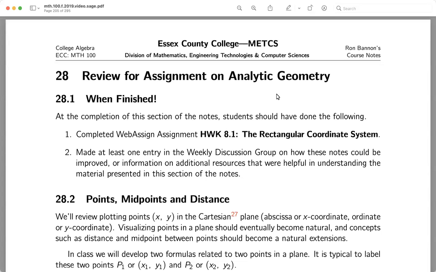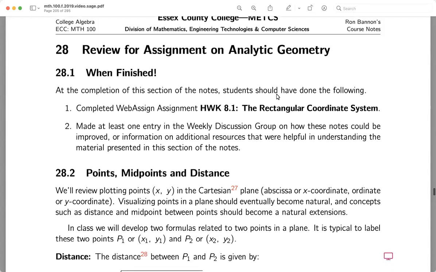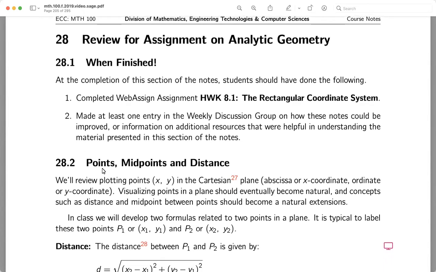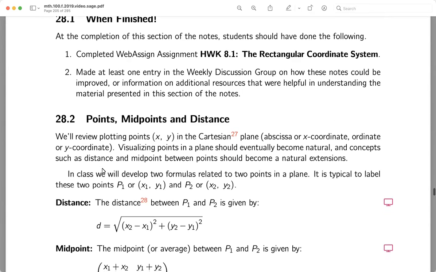Okay, we're in section 28 of the notes, and the big issue here is the rectangular coordinate system, which I believe most students are already familiar with from prior learning. This is placing a point in a plane. And then we talked about points, the midpoint between 2 points, and also the distance between 2 points.